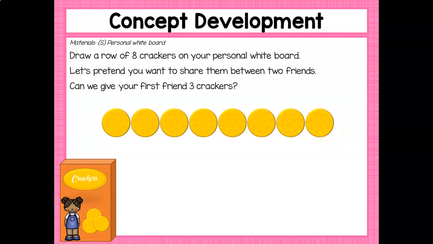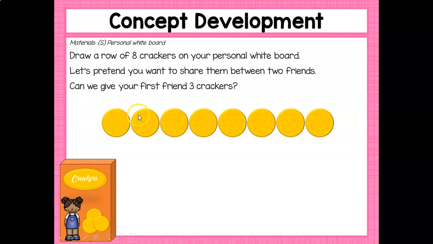Very good. We're going to pretend that we're going to have some friends over and we're going to share our crackers between ourselves and the friend that comes over. So I want us to give the first friend that comes over 3 crackers. Let's count 3. And remember, we always count from left to right, just like we read.